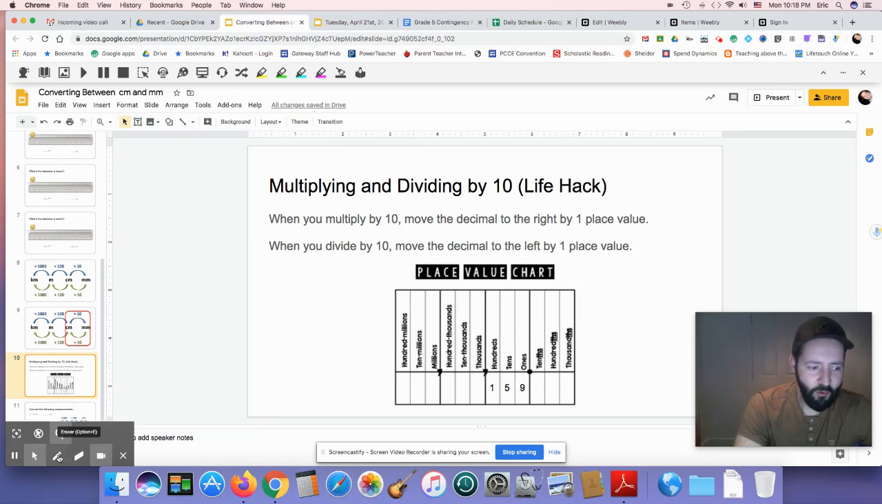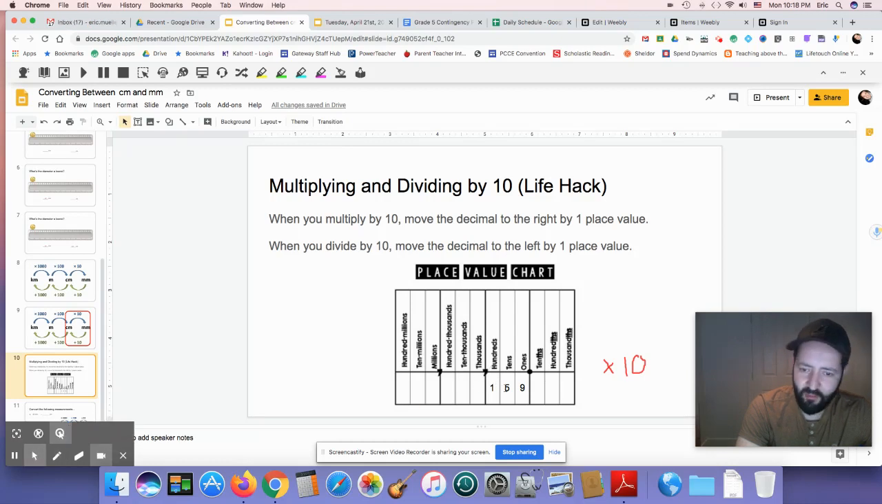And if I want to multiply that number by 10, so I'm just going to write times 10 off to the side here. A really easy thing to do is if I multiply a number by 10, that means that my ones are actually going to become my tens, and my tens are actually going to become my hundreds, and my hundreds are actually going to become my thousands.